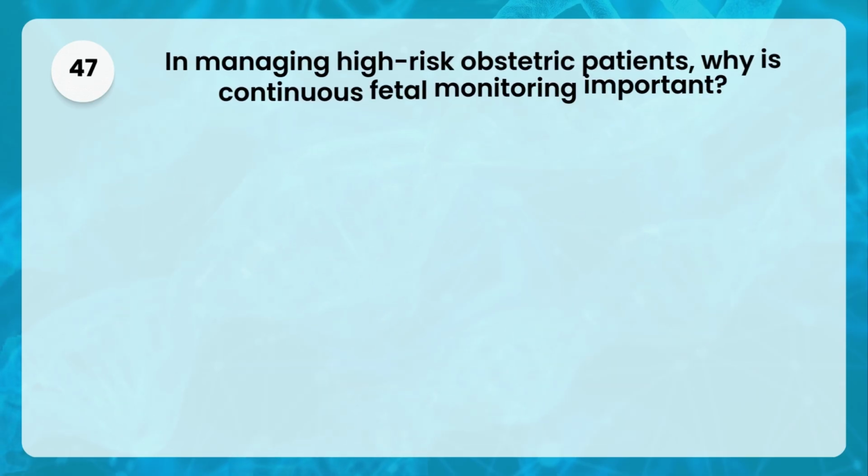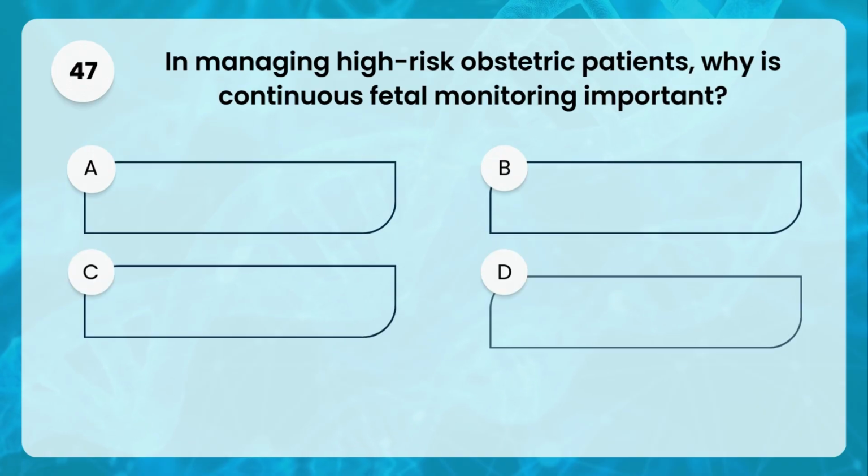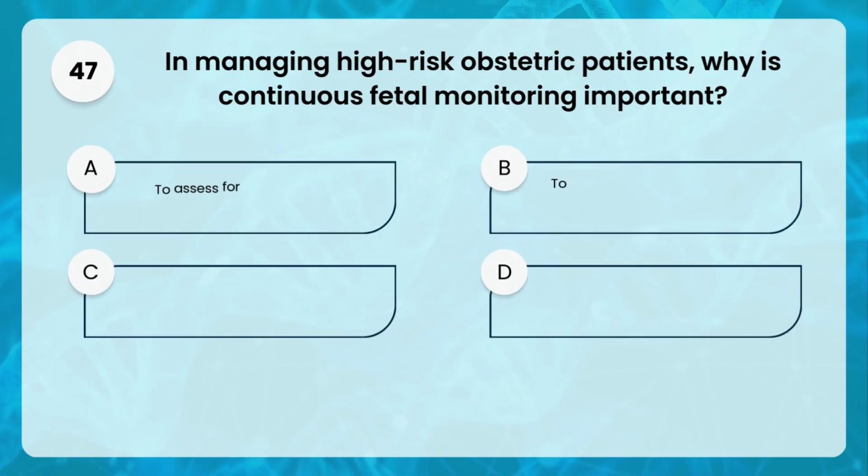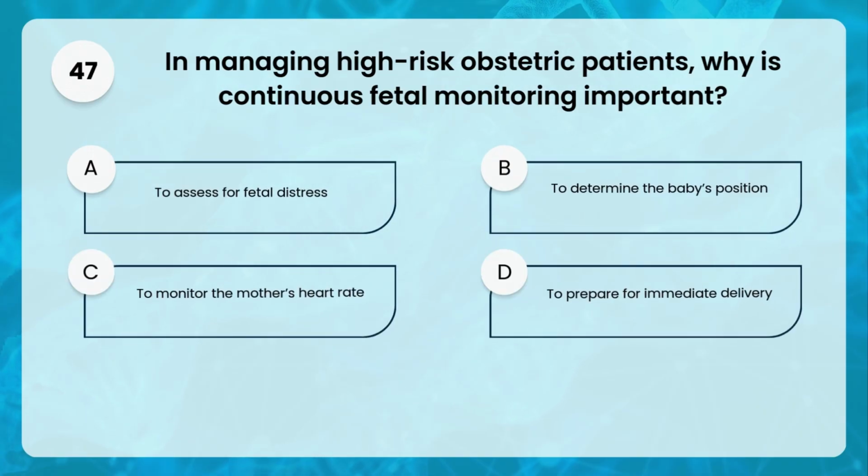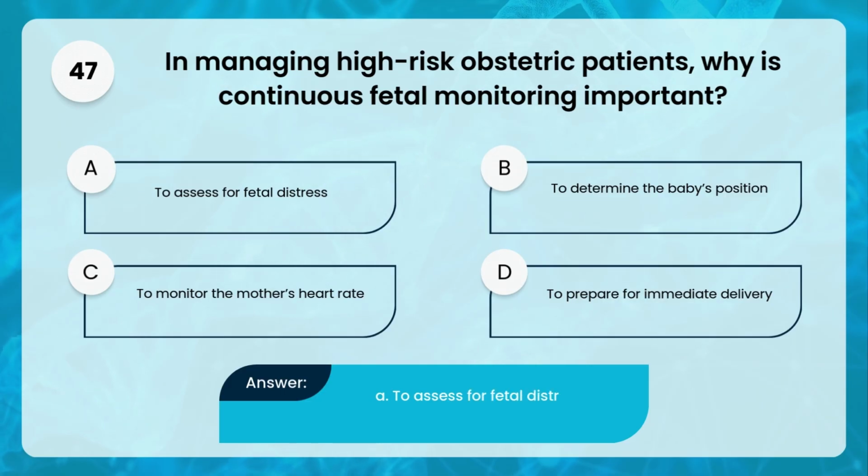47. In managing high-risk obstetric patients, why is continuous fetal monitoring important? A. To assess for fetal distress. B. To determine the baby's position. C. To monitor the mother's heart rate. Or D. To prepare for immediate delivery. The answer is A. To assess for fetal distress.